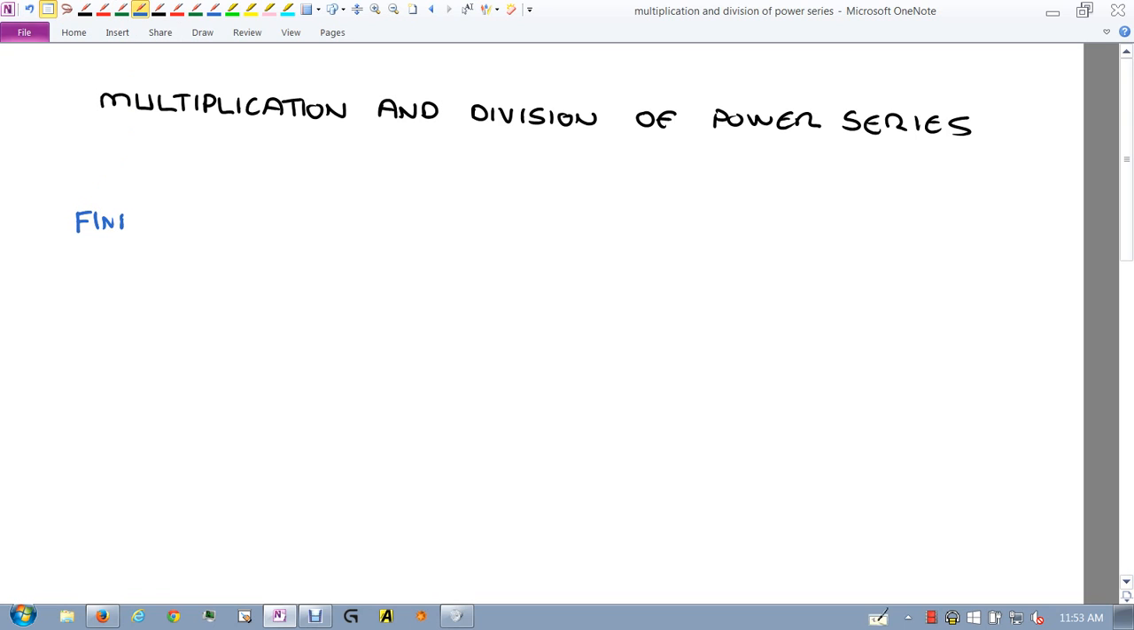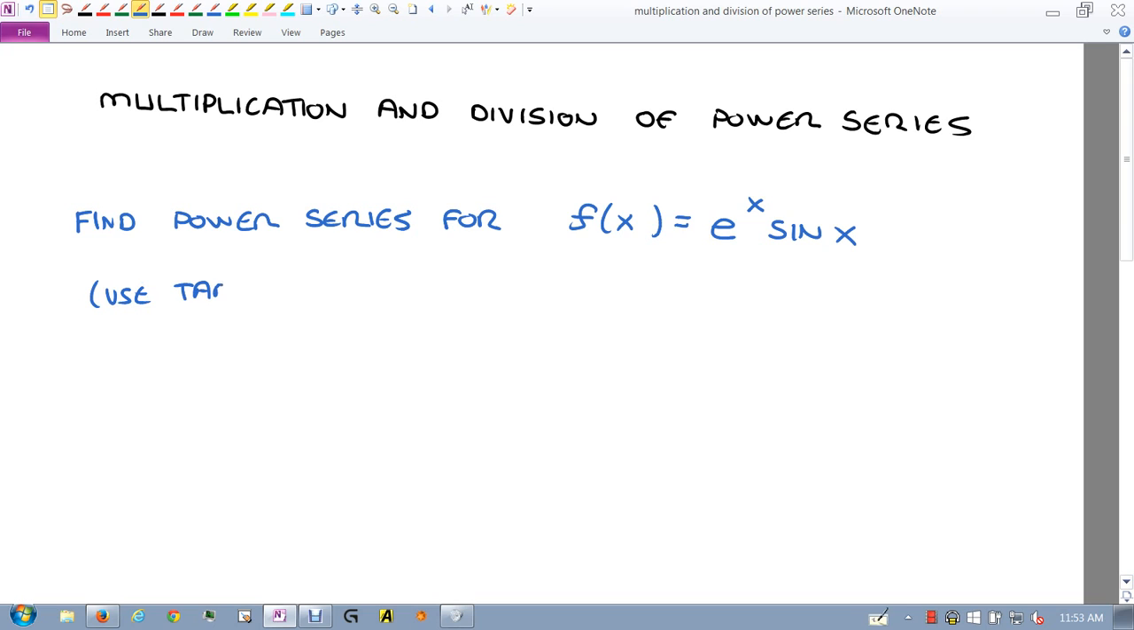Find a power series for f of x equals e to the x sine x. Use tables. On your exam, your final, I will provide you with the tables of the common Maclaurin series, so you won't have to reference them. The one on page 484 I told you about, I will provide you a copy of that.